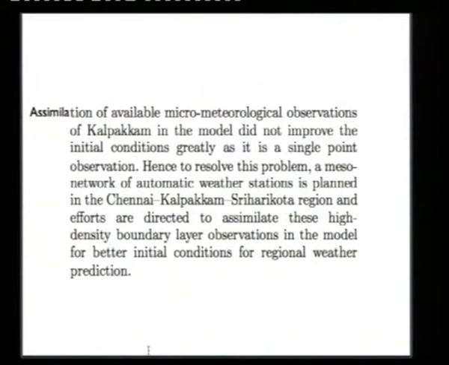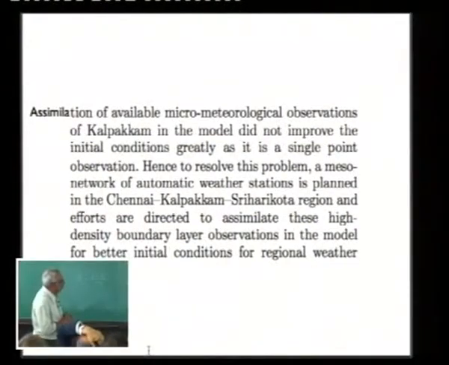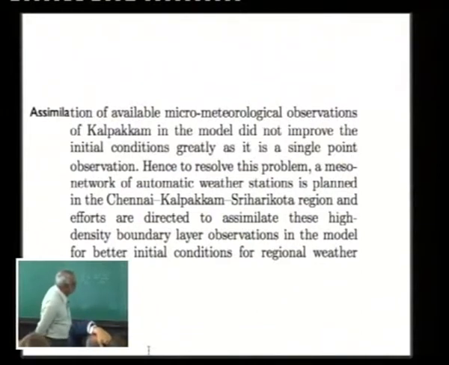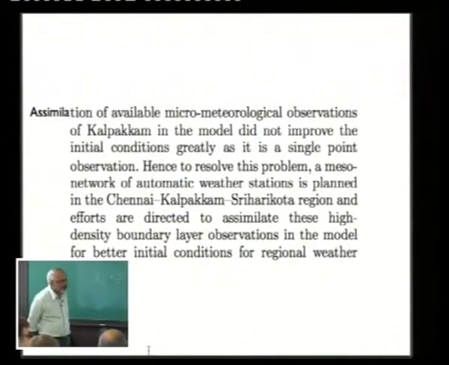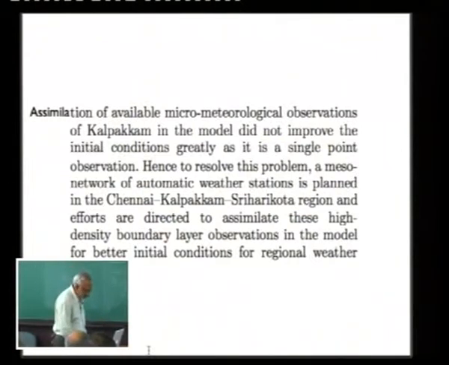Okay. So the conclusion from this, taken from their paper, is that the assimilation did not improve the initial conditions greatly as they had a single point observation. And so to resolve this, they say that they have planned a network of automatic weather stations at these places. And so these hopefully will give a better initial condition. So the network is there now. I don't know whether they have made a recent comparison with all those data.